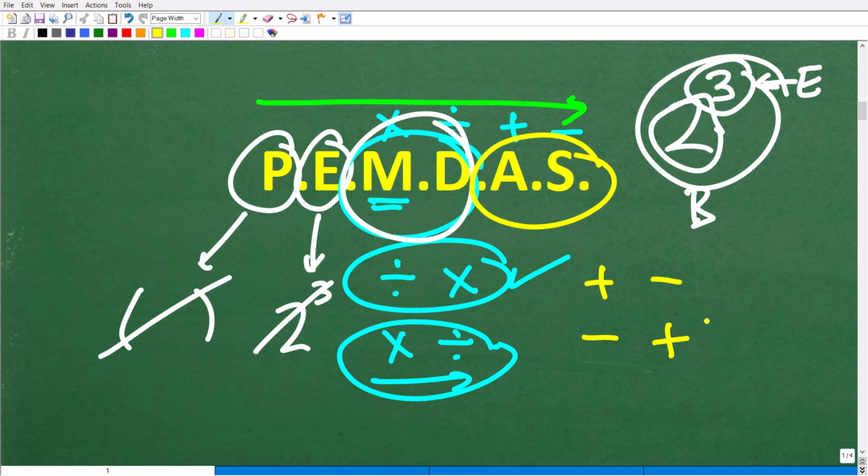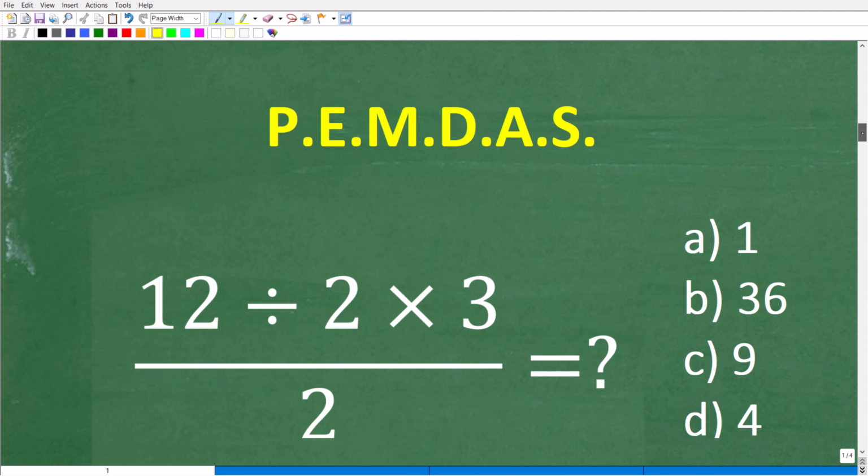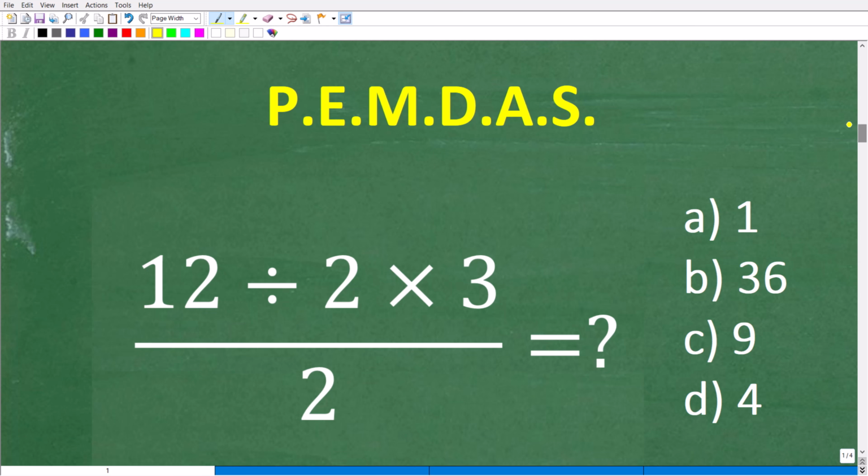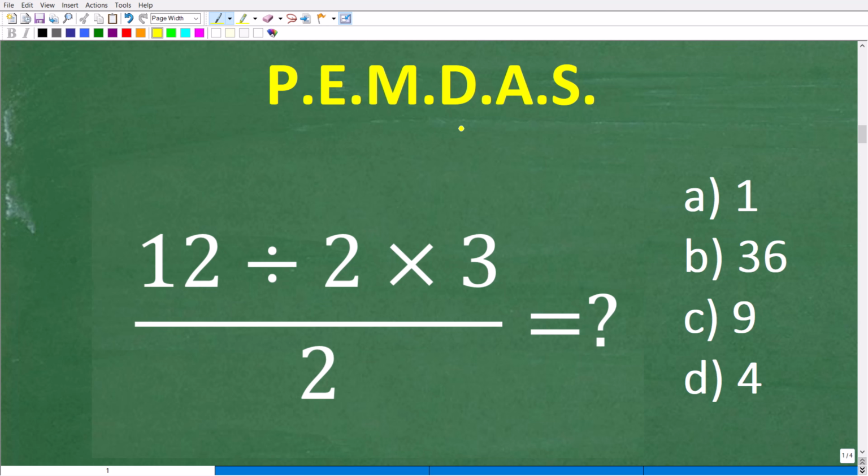Okay, so that is PEMDAS, and now that you understand the order of operations, we can go ahead and do the math on this problem. All right, so in your head, you don't have to write this thing down, but if you're learning this for the first time, it's not a bad idea to write this acronym down. So we're going to go through this. Do we have any parentheses in our problem? No. Okay. Do we have any powers or any exponents?